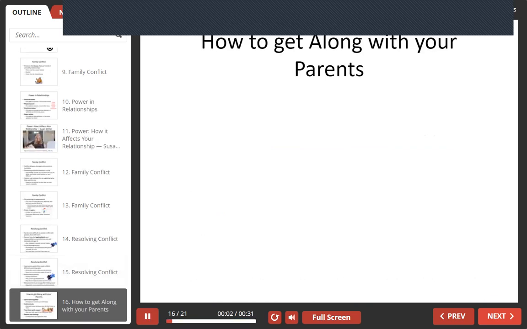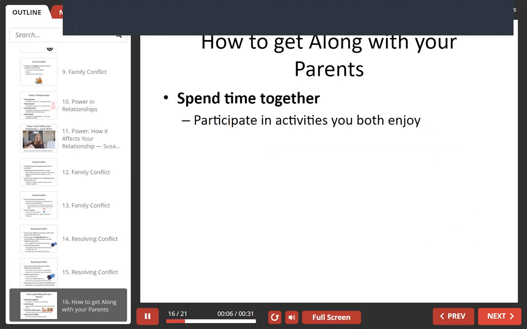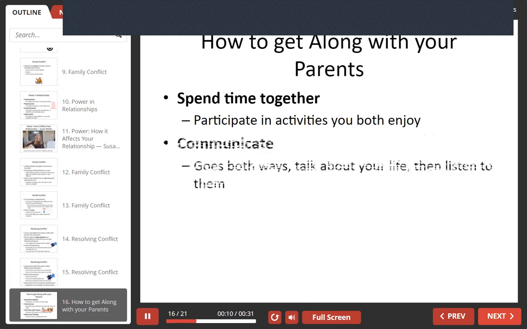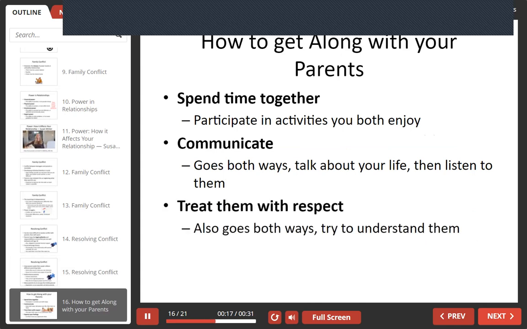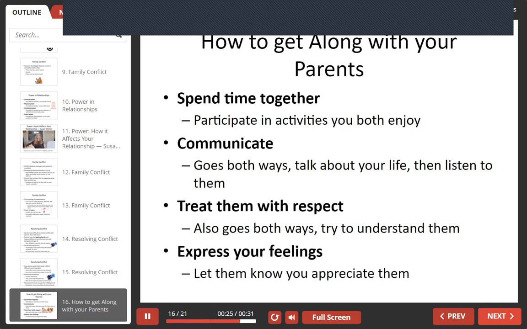So, how exactly do you get along with your parents? Well, here are some steps. Spend time together. Participate in activities that you both enjoy. Communicate effectively. It goes both ways. Talk about your life, then listen to them. Treat them with respect. This also goes both ways. But you need to try and understand why they are the way they are. And it's also important to express your feelings. Let them know that you appreciate them.